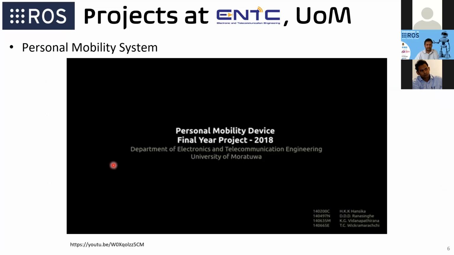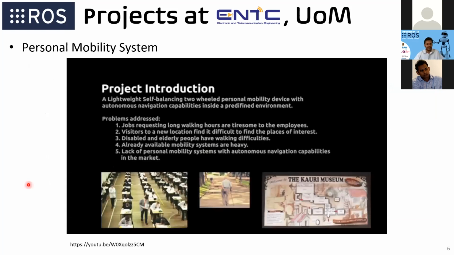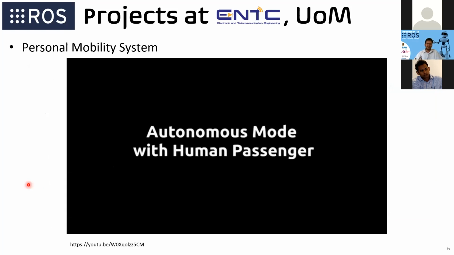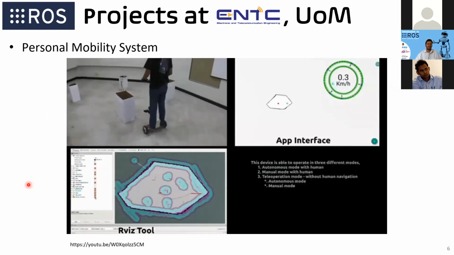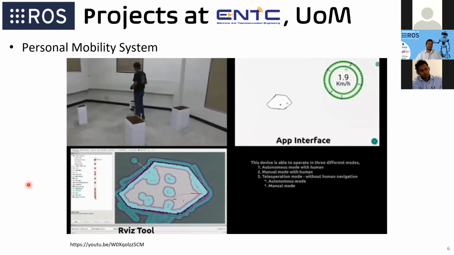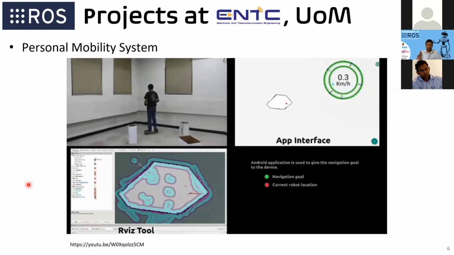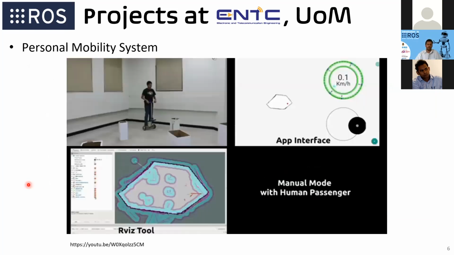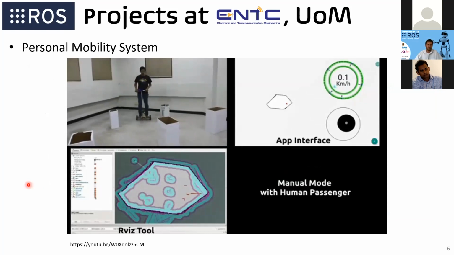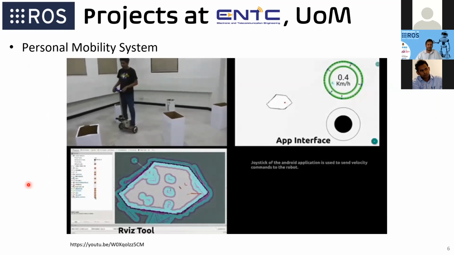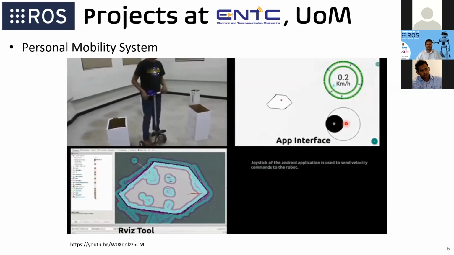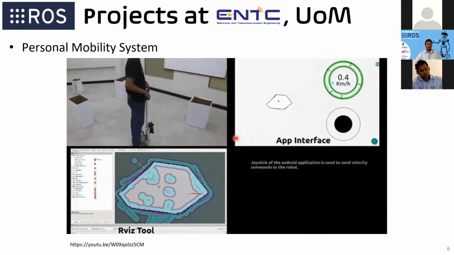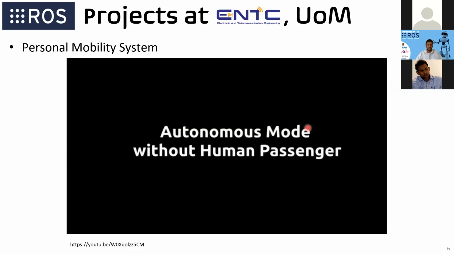And since time is running out, I'll show you the video. Yeah, so there was an autonomous navigation mode. The human is just sitting or standing there, and when we give the destination where we want to go, it will move the personal mobility system, right? The map is being created. Also, using a joystick or from a phone, you can manually navigate as well.